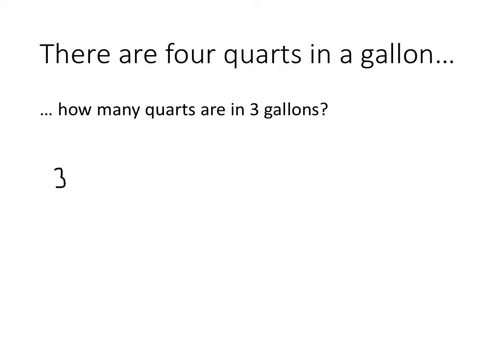So our starting quantity is 3 gallons. And so what we're going to do is multiply that by one of our conversion factors. Now we have a choice. We can use 1 gallon over 4 quarts, or we can use 4 quarts over 1 gallon. We're going to want to use 4 quarts divided by 1 gallon, and you'll see why in a second.